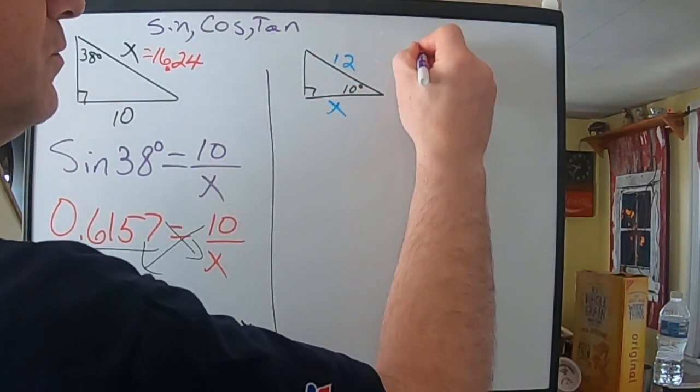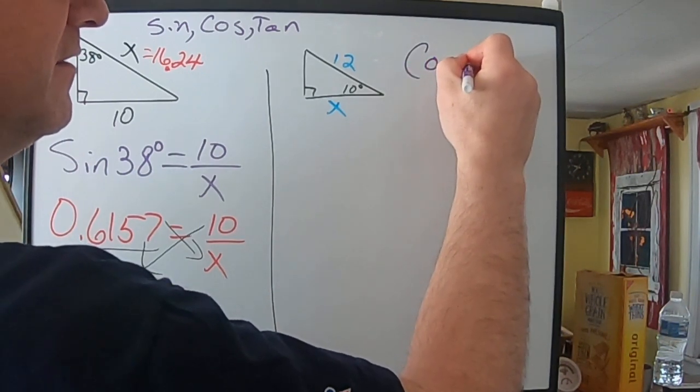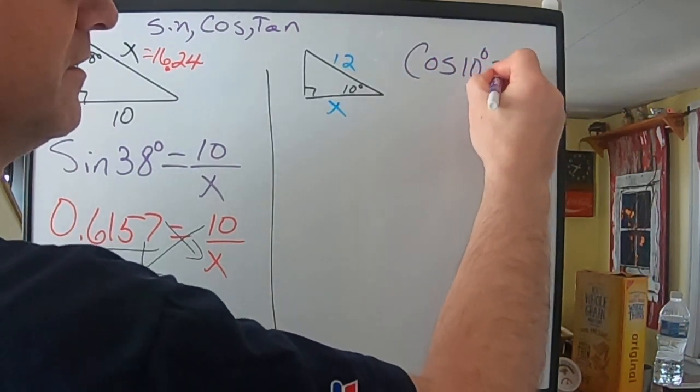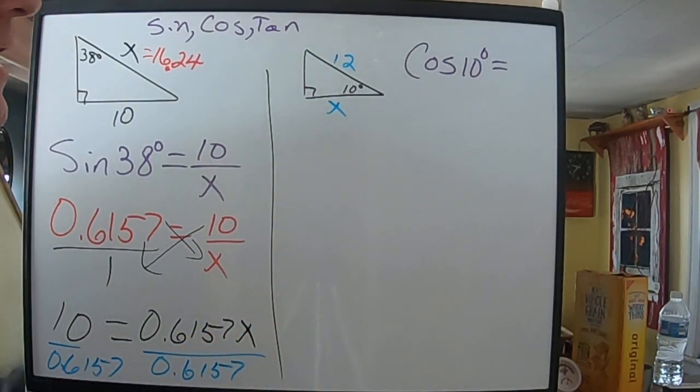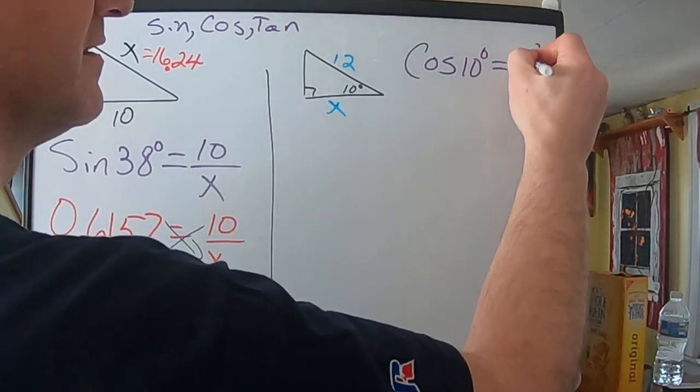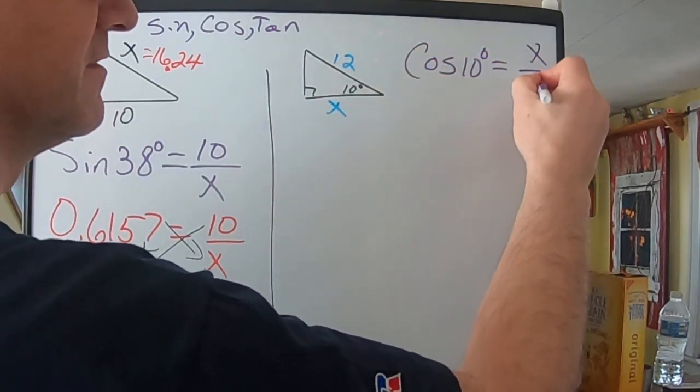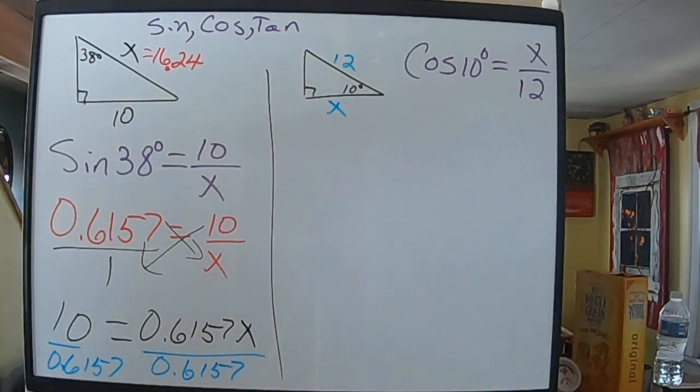Now in this case, the 2 things I'm working with are the adjacent side and the hypotenuse. That would lead you to cosine of 10 degrees. So cosine is adjacent over hypotenuse, and the adjacent is the x, and the hypotenuse is the 12. In this case, it's going to be a lot easier to solve this one because I don't have to divide later. I can just go ahead and cross multiply.